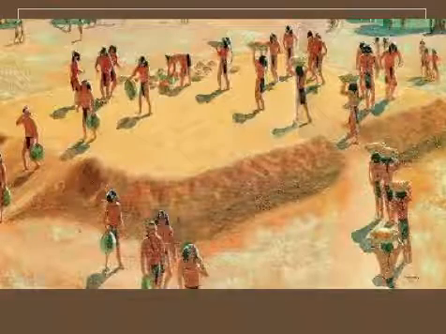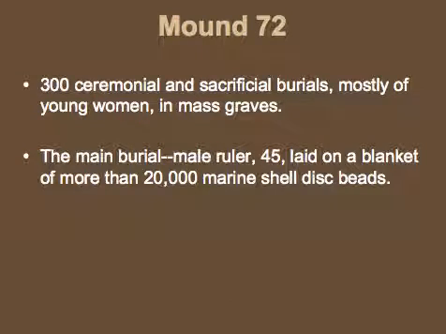This is how Monk's Mound would have been built, right? Basket load of dirt by basket load of dirt. This required a huge amount of labor. It required organization. So one of the discoveries they made in terms of burials was Mound 72. And here they found ceremonial, sacrificial human burials. A lot of them were young women.